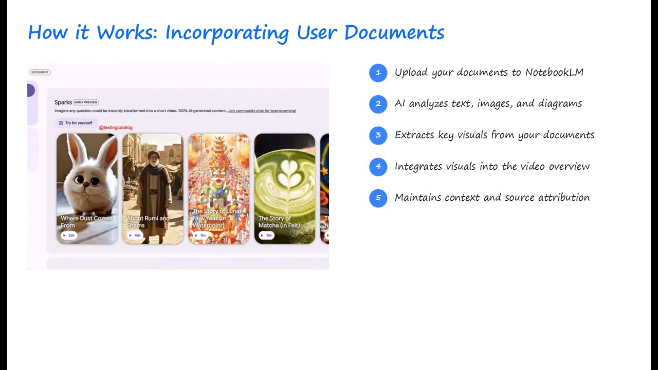The process of incorporating user documents is remarkably straightforward. First, you upload your documents to NotebookLM. The AI then analyzes all the text, images, and diagrams within your materials. It carefully extracts key visuals from your documents, ensuring that important charts, photos, and illustrations are preserved. These visuals are then seamlessly integrated into the video overview, maintaining proper context and source attribution throughout the entire presentation.